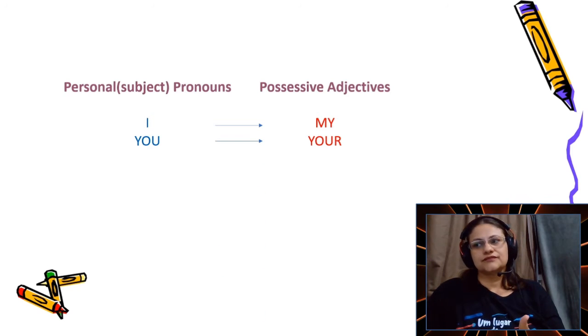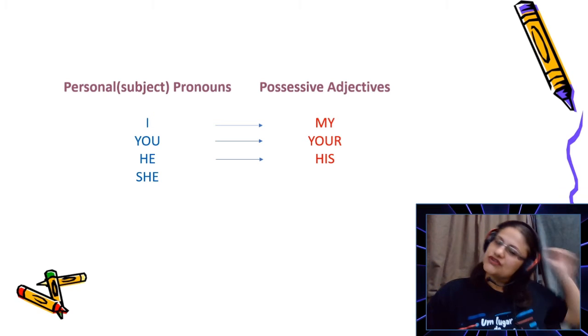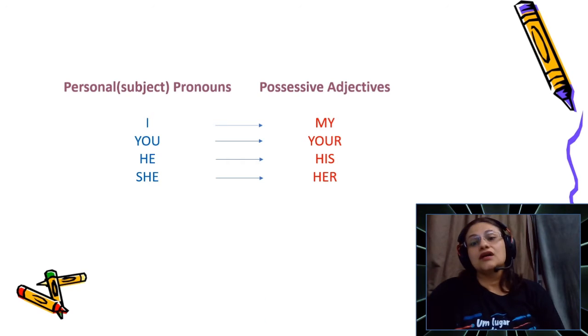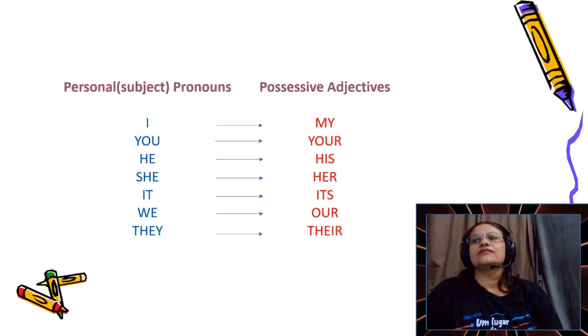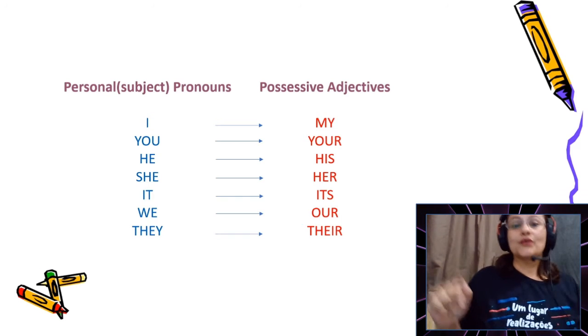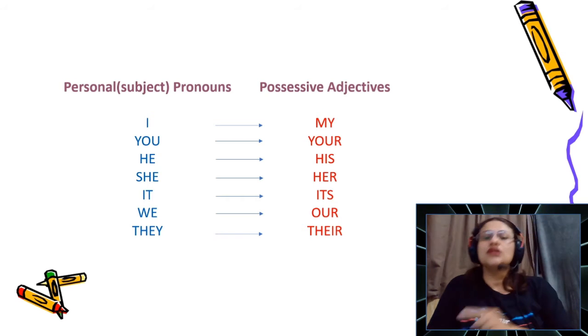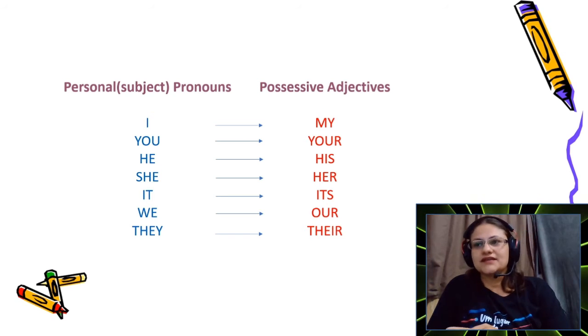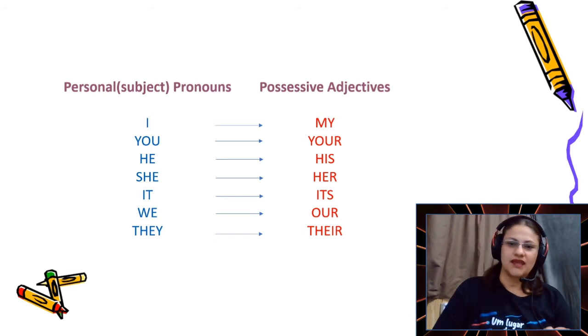You, your. He, his. She, her. It, its. We, our. They, their. Okay, so repeat with me. I, my. You, your. He, his. She, her. It, its. We, our. They, their.